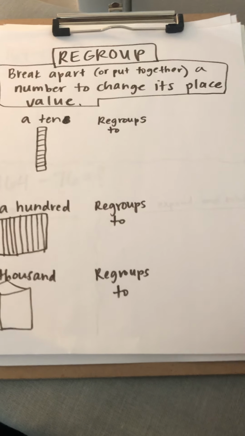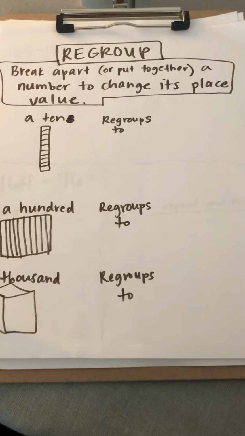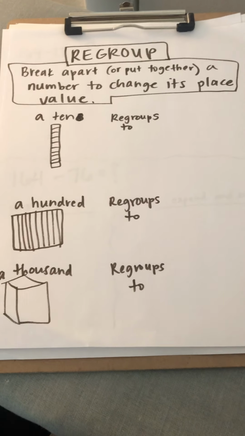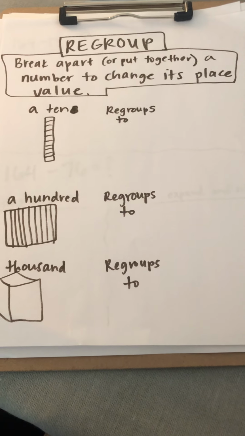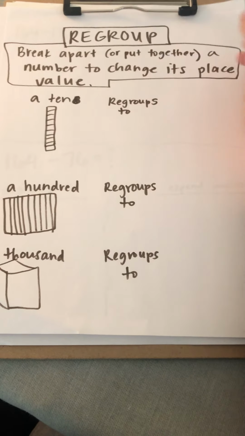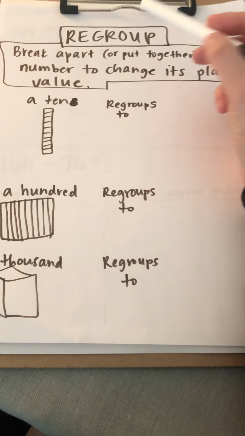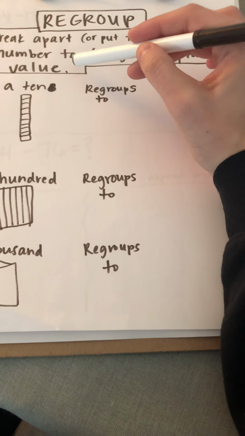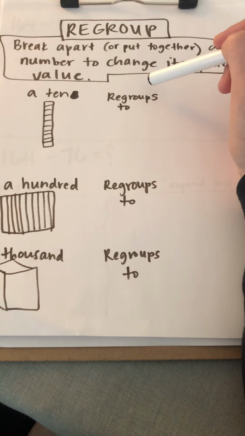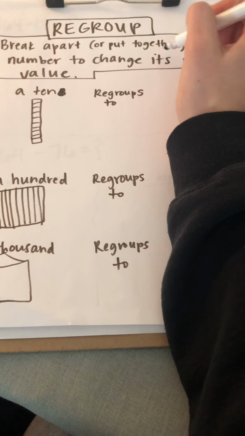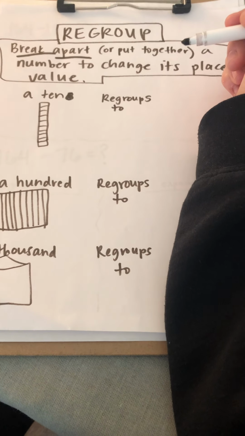Hey team, we're going to be reviewing regrouping again, but now I want you to think about regrouping when we are subtracting, because today and tomorrow we are going to be practicing regrouping with subtraction. So we know that regroup means to break apart or put together a number to change its place value while keeping the same value. In subtraction, we're not putting together, that would be addition. We're breaking apart to regroup our numbers.